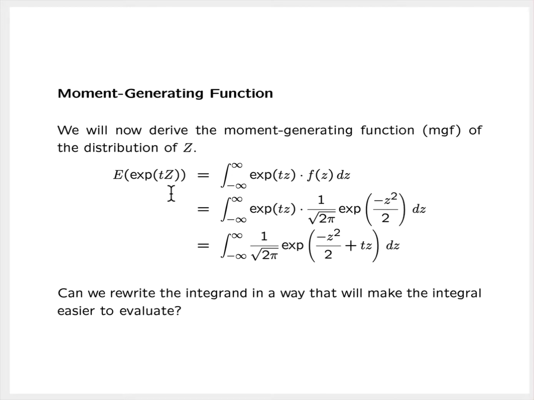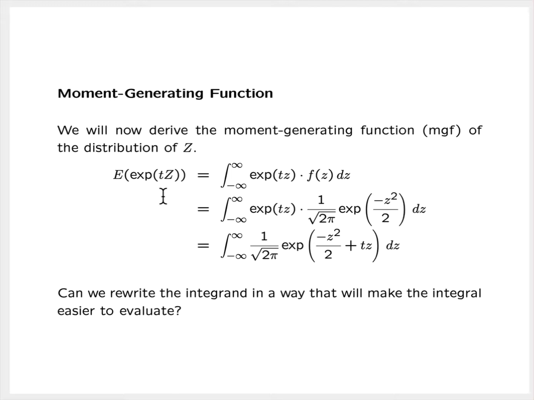Now, in order for the moment generating function to exist, this expectation has to exist for every value of t in some interval around 0. It doesn't matter how small the interval is, there just has to be an interval around 0 such that this expectation exists for every value of t in that interval. So the first thing we need to do here is derive an expression for this expected value. We've got to perform the integration and see what we come up with.